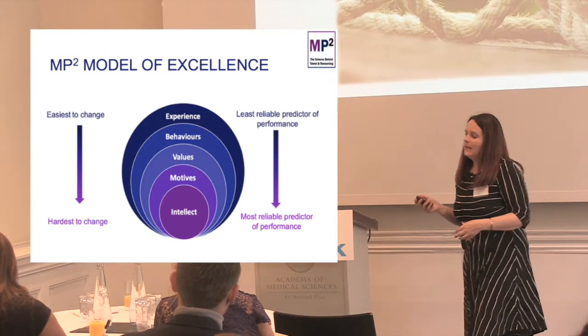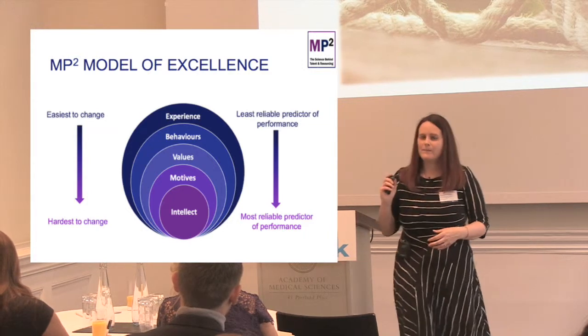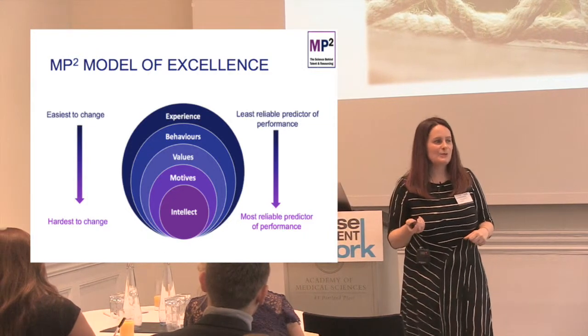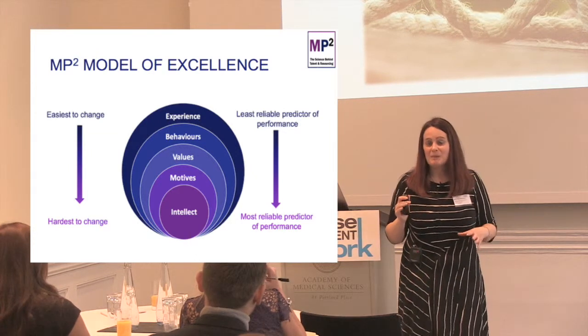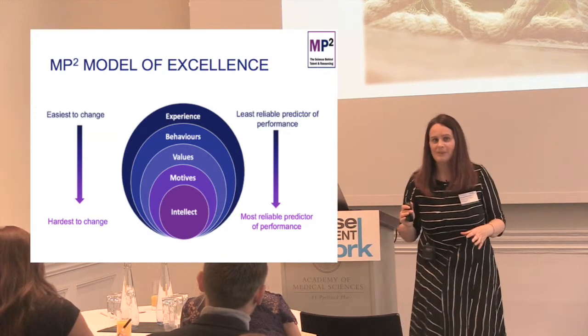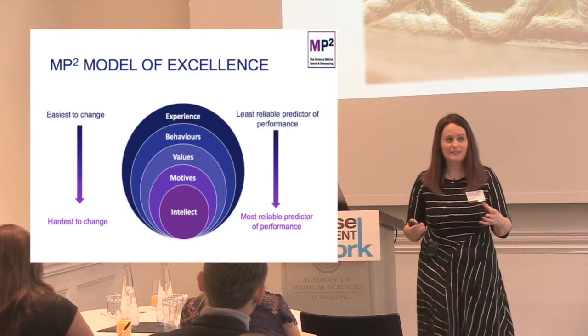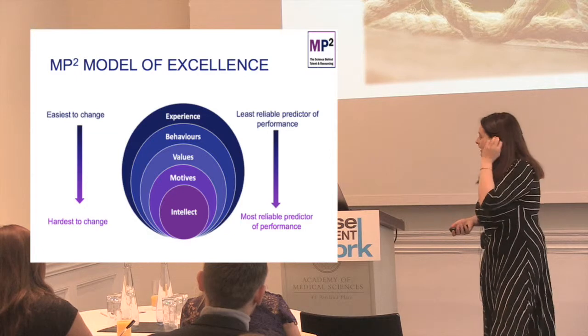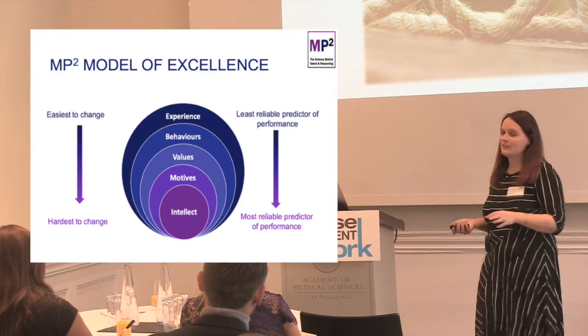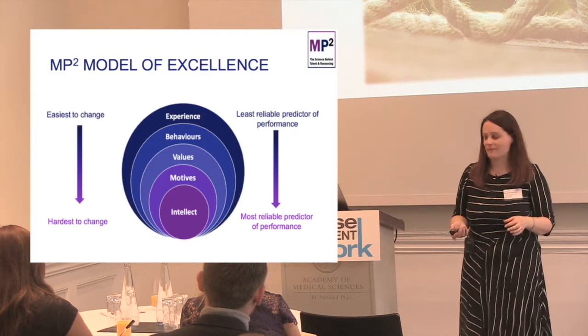Values. So very few people actually choose their own values. They've been shown to be quite stable from the age of 4. So you're given values by your parents, your friends, your teachers, your school, society, media even. So it's quite difficult to change somebody's values.